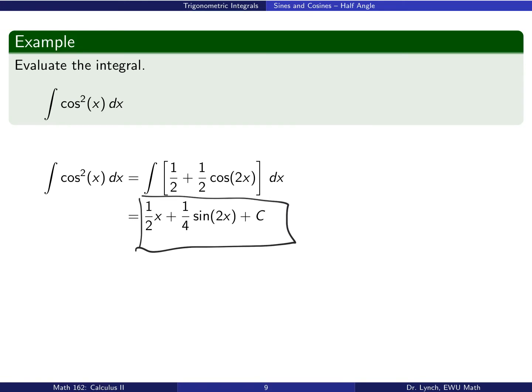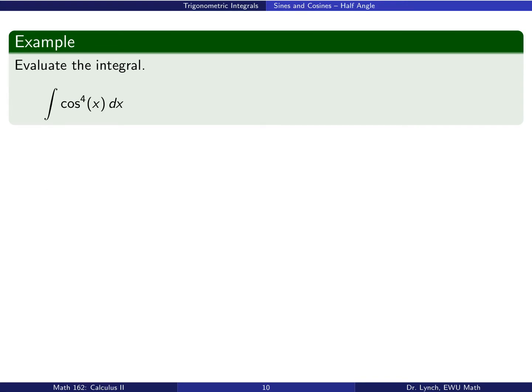Other all even powers of cosine and sine work similarly. Here's another example. Let's go ahead and have a look at the indefinite integral of cosine to the 4th x. So we can see that cosine to the 4th can be expressed as cosine squared squared. So here is cosine squared squared.